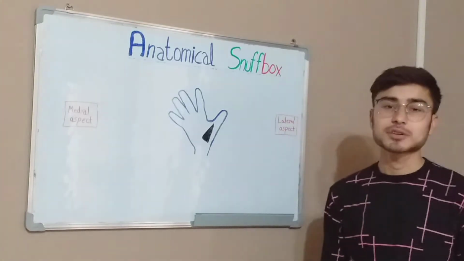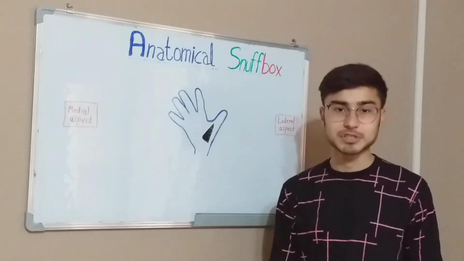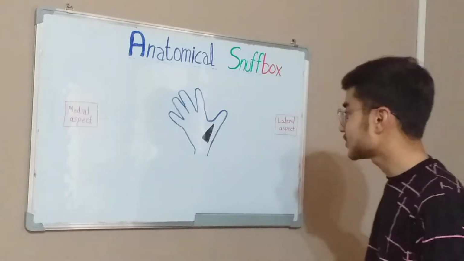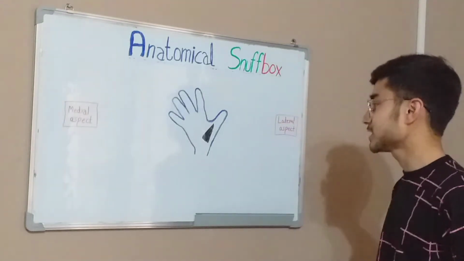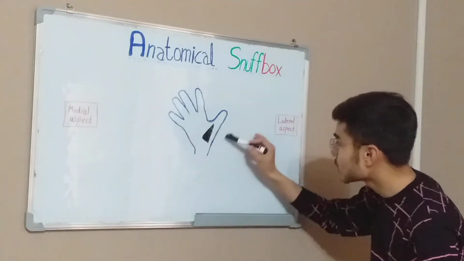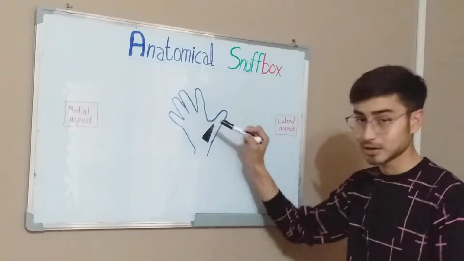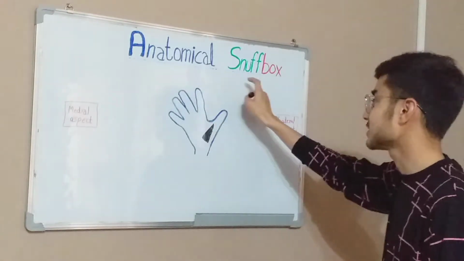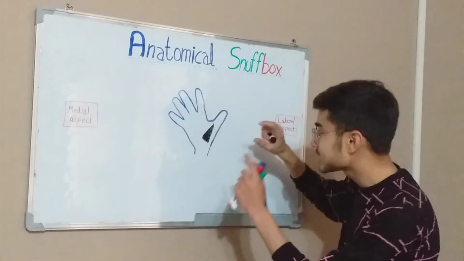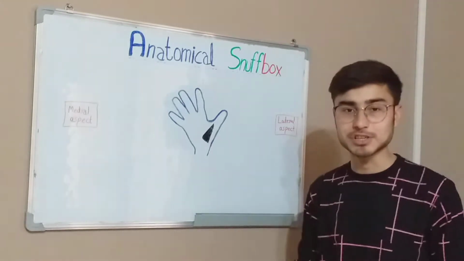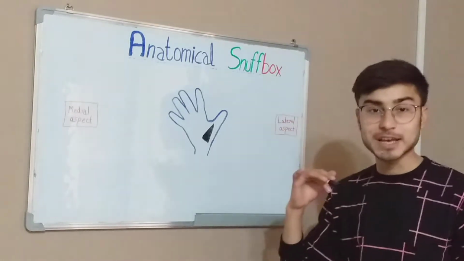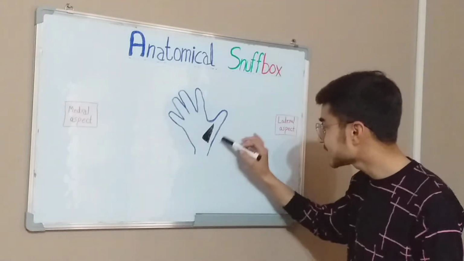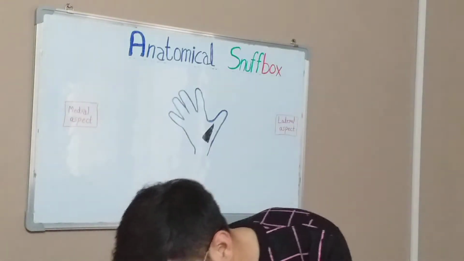The anatomical snuff box is a triangular depression that is present at the posterior lateral aspect of the hand, right? As you can see in this picture, this is the posterior aspect of the hand, and this portion highlighted with the black color, this triangular depression, indicates the anatomical snuff box. It is an inverted triangular depression present at the posterior lateral aspect of the wrist and the first metacarpal, right?